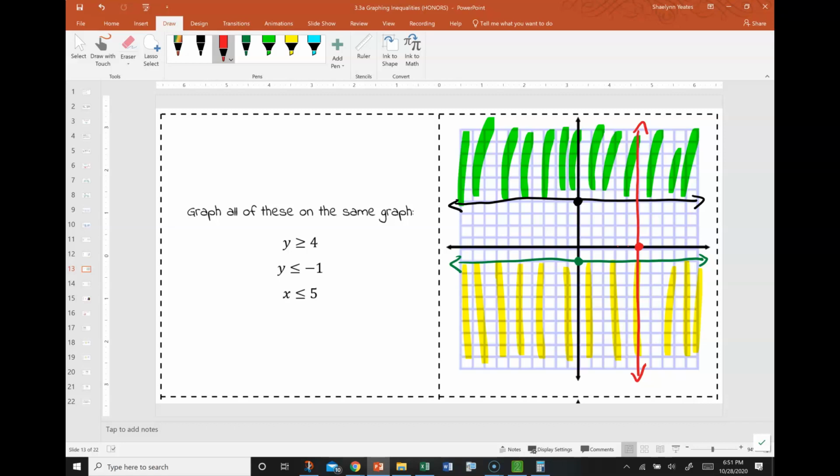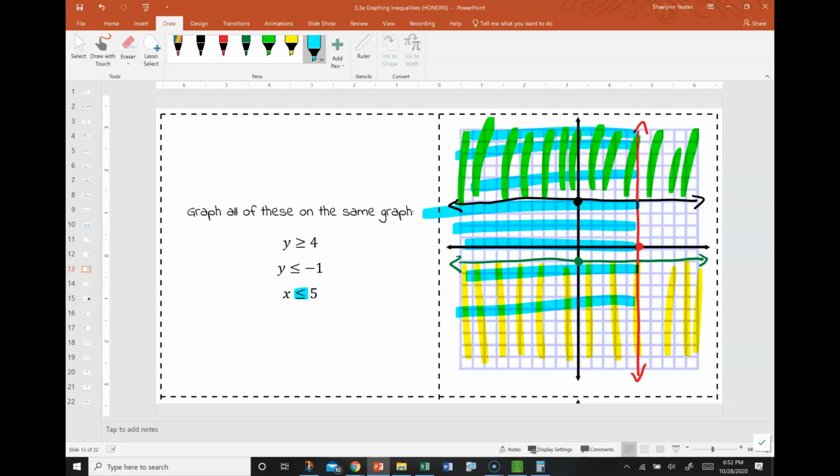Now I want everything less than 5 for x. Well, the interesting thing about this is we go back to that whole pointing thing. Do you see how it points left? We just want everything left of this line. That's why my x equals lines are probably my favorite for inequalities. Okay? So that's my solution to those three different graphs on this graph.